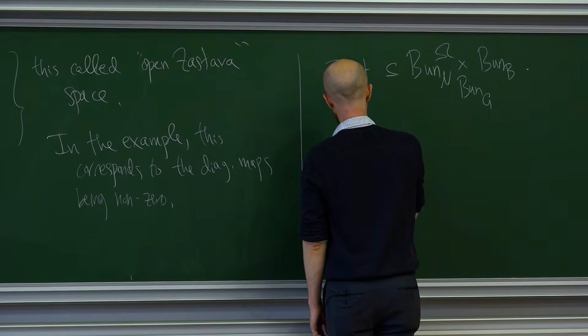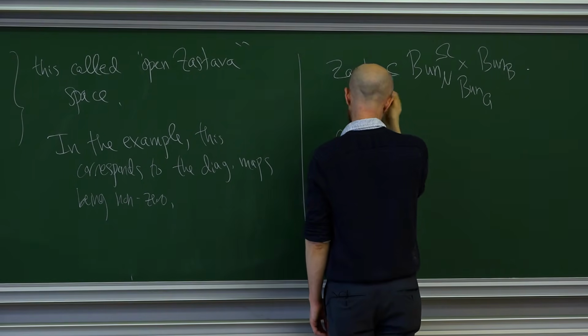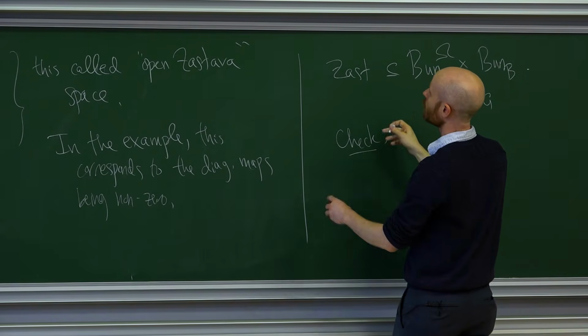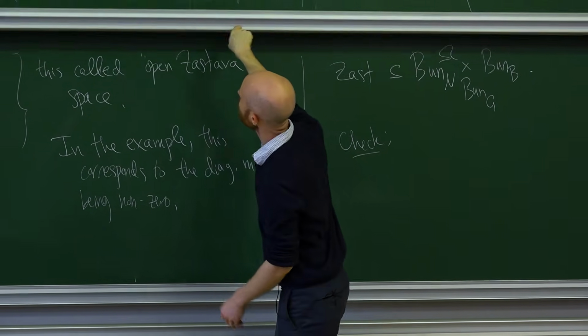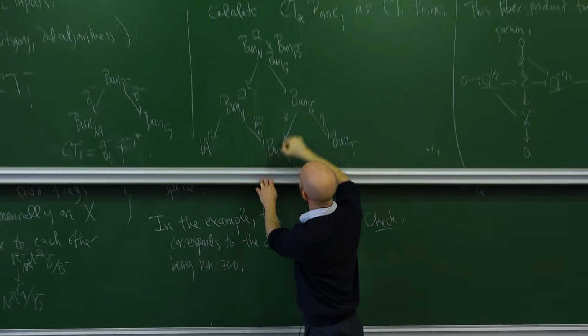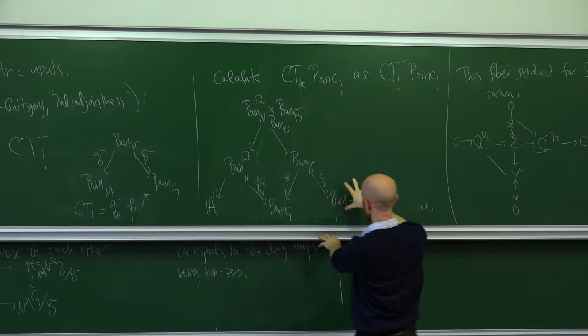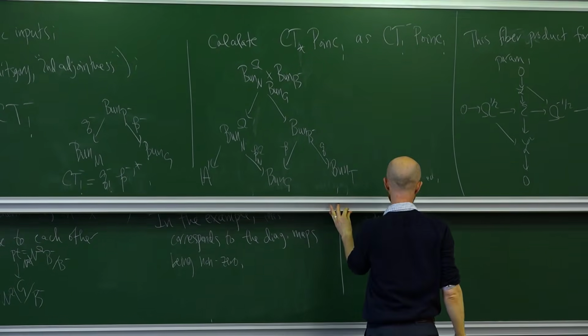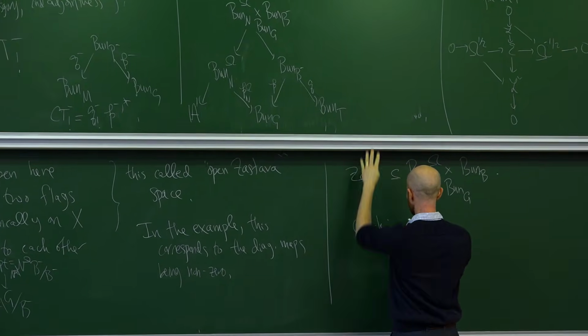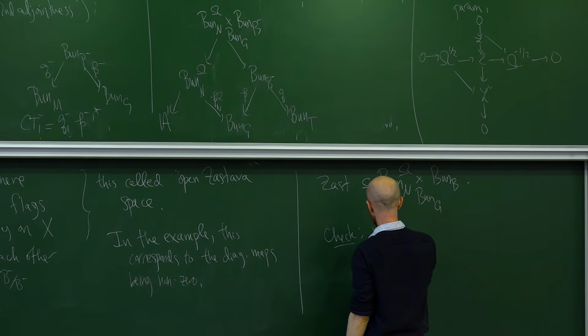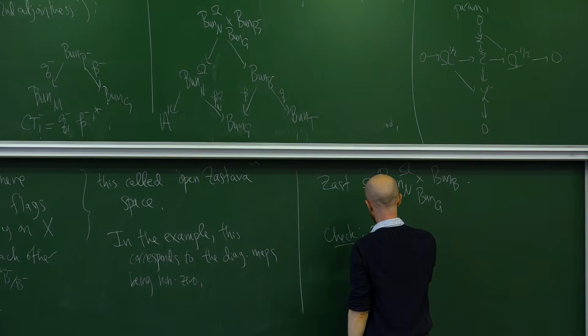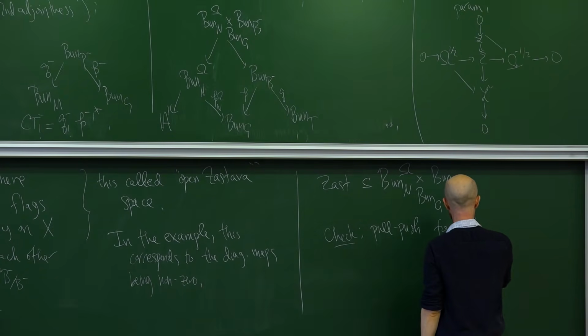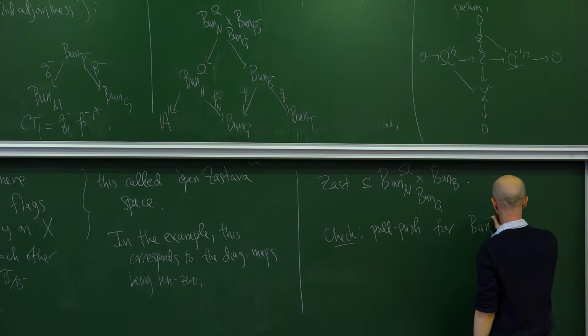And so you do the following check. Basically, what am I doing? I'm taking this exponential sheaf here, pulling it back to this fiber product, and then pushing forward to Bun T. And you check that the pull-push for this fiber product is the same as for Zastava.